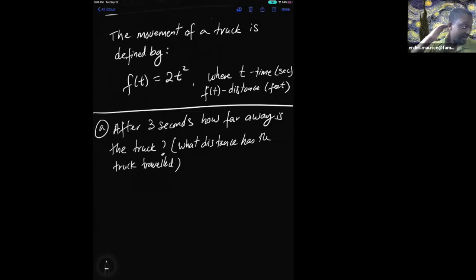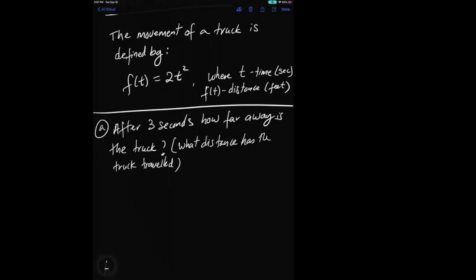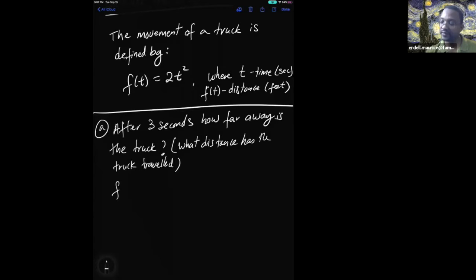Does anybody know how I would figure out how far the truck is after 3 seconds? Plug in 3 into t. Yes, you find the function at the value of 3. So it's 2 times 3 squared. Of course, PEMDAS rules. 3 squared is 9. 9 times 2 is 18. So the truck would have traveled 18 feet in those 3 seconds.